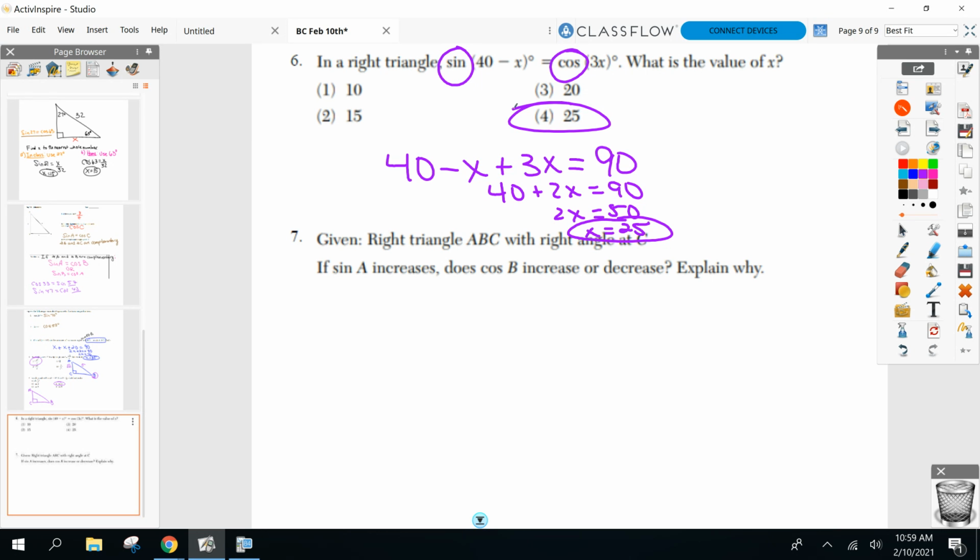Another right triangle with a right angle at C. All right, I'm telling you, the sine of A ratio is increasing. What's happening to the cosine of B ratio then? The sine of A, whatever ratio that is, is increasing. It's getting bigger. So what's happening to the cosine of B then? Think about the relationship. What do I know about sine of A and cosine of B? Anybody at home want to take this?